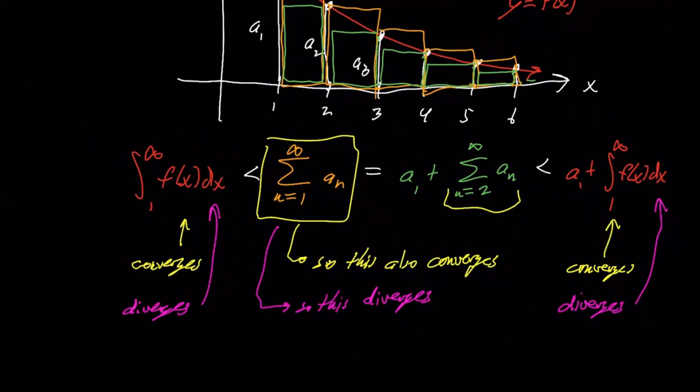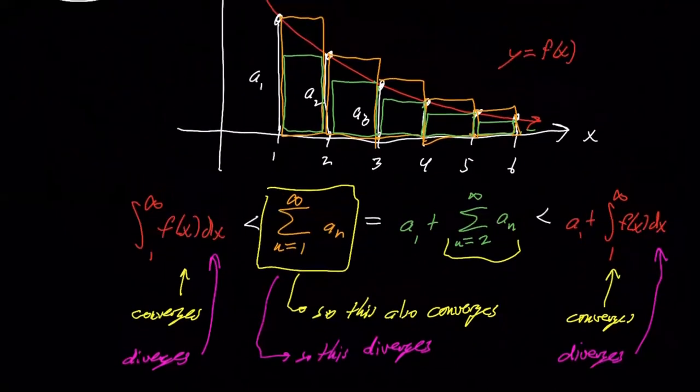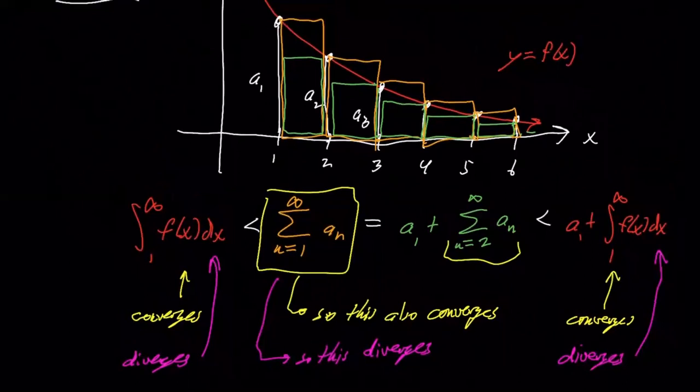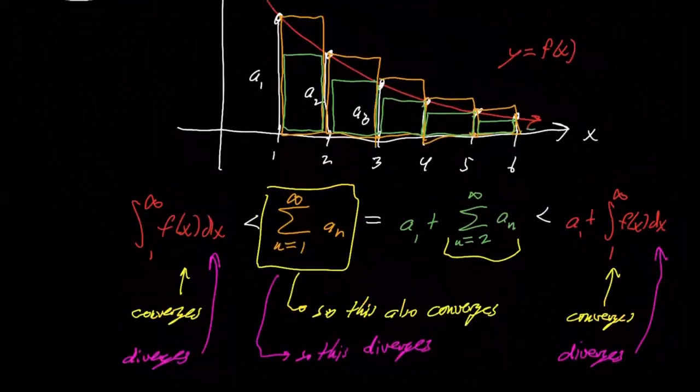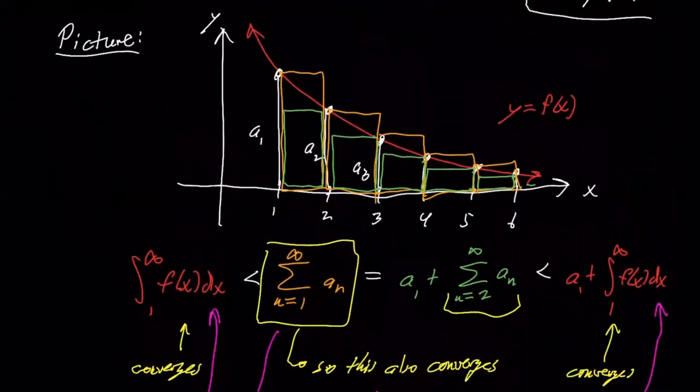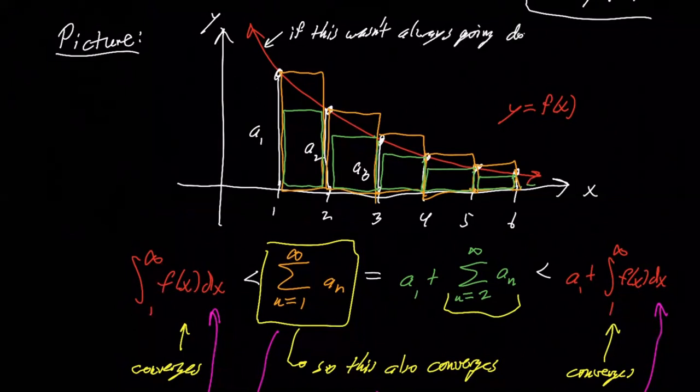You can also see why the conditions about the function decreasing are important. The conditions about decreasing and going to 0 are important. Let me just draw this picture again. If the red function, the graph of the function right here, wasn't always decreasing, if it wasn't always going down, we could break this picture and break the inequalities below. We could break the argument.